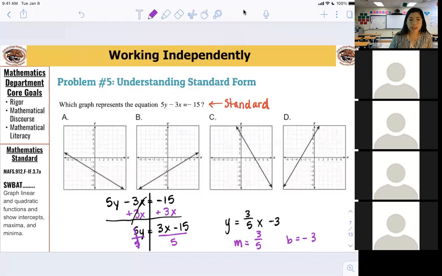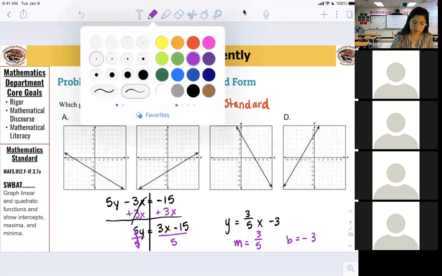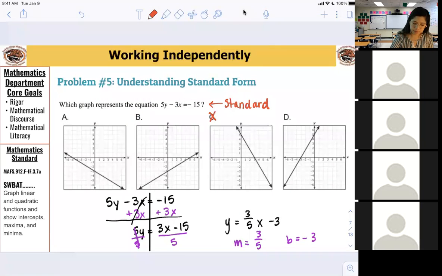So what answer choices can I get rid of and why? C and D. Good. What's wrong about C and D? They're not passing through the y-intercept. Good. C and D both have the wrong y-intercept. They have it at the 5. It should be at the negative 3.